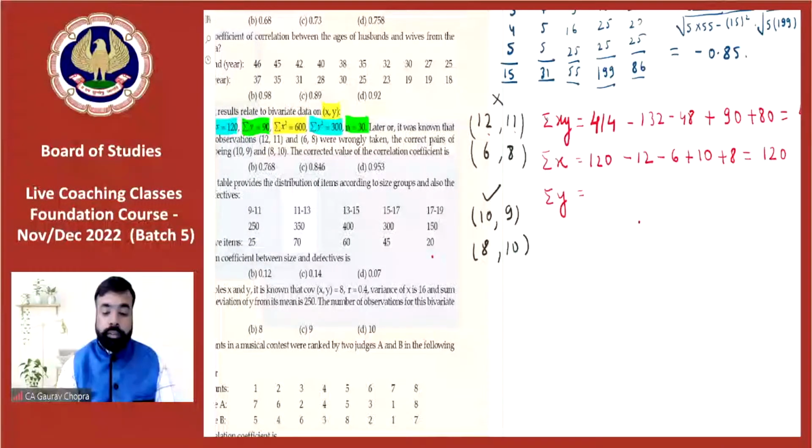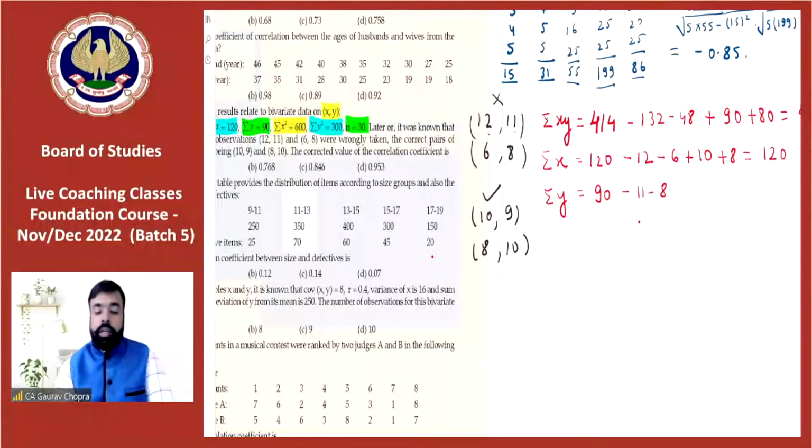Then sigma y. 90 is there. Subtract the wrong ones, then add the correct ones. So 19 negative, 19 positive. 90 is again coming.